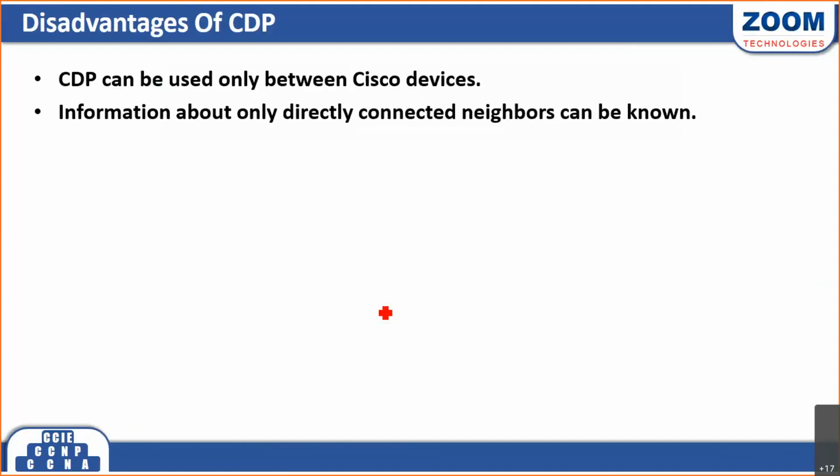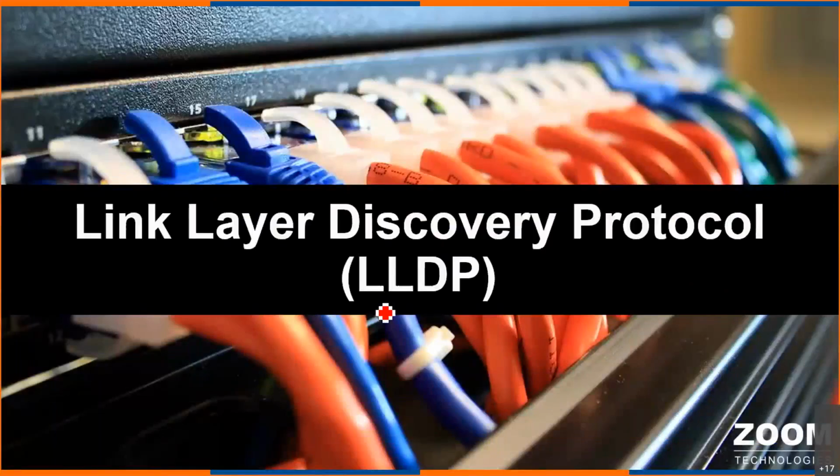Disadvantage of CDP is that CDP can discover only Cisco devices. Then what if you have a non-Cisco device, other vendors, in your network? CDP can be used only between Cisco devices. Moreover, CDP can discover only directly connected devices' information. So what if you have a non-Cisco device in your network? I'll go with the next protocol, LLDP, Link Layer Discovery Protocol.